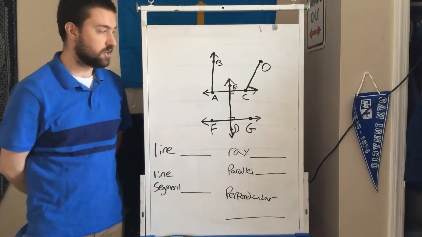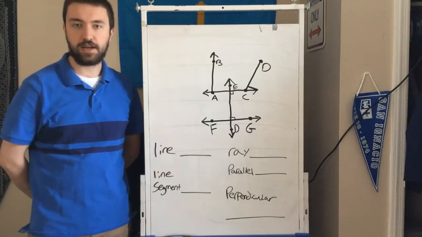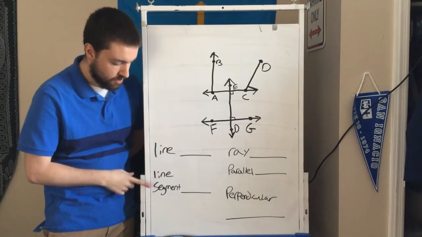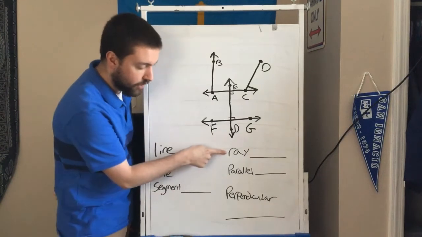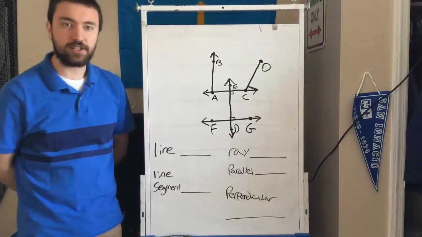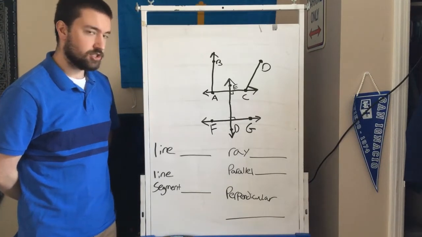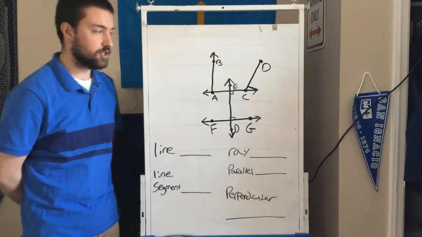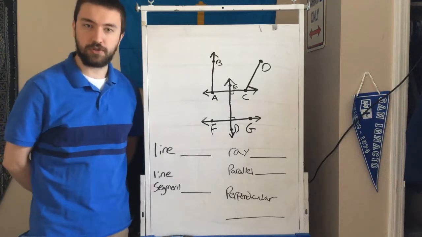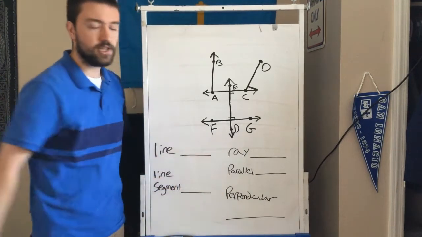All right, Lightning Leaders, I have put up a whole bunch of lines up here on the board, and what I would like you to do is to go through, find one line segment, one ray, one set of parallel lines, and one set of perpendicular lines. I triple checked to make sure that there was one of each in here. Some of them actually have multiple, so you have a few options for some of these, but you only have to write one for each of these.